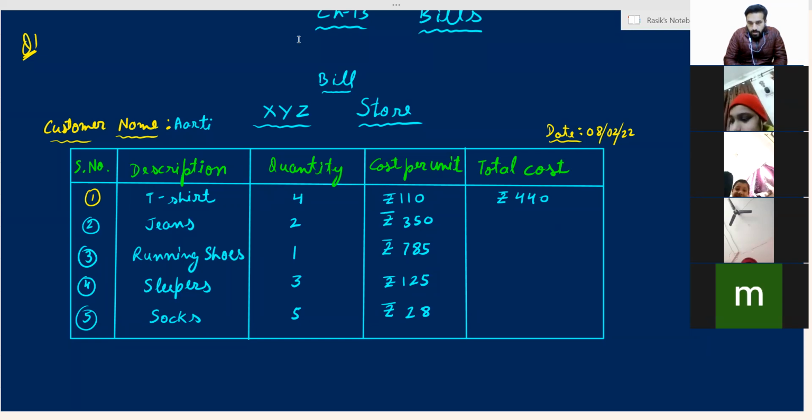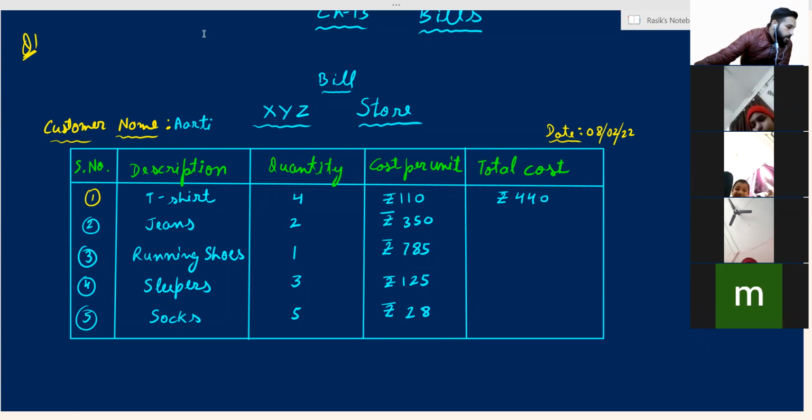Samriddhi, okay. And then do the grand total. Got it? Okay, so sir, what will be the fifth one? 140, 5 multiplied by 28 is 140. So, sir, I think now the answer will become 2,440. Correct, correct, correct. Sir, I have corrected. Very good.